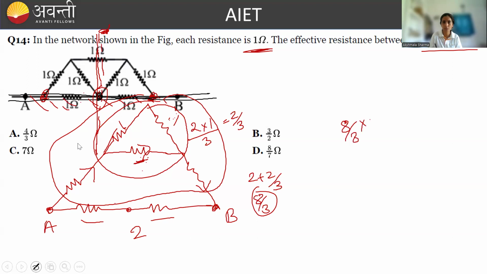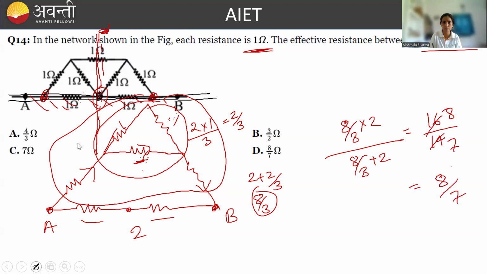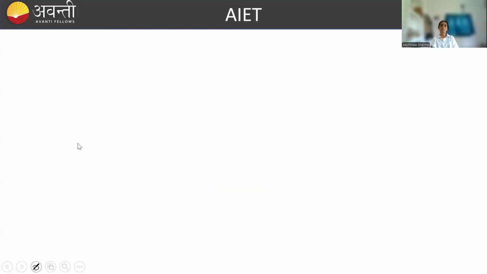So if we do that, what will we get? 8 by 3 into 2 divided by 8 by 3 plus 2. So this will become how much? This is 16 divided by 14. So this answer should be 8 by 7. So the correct answer should be D. Okay? So remember this vertical line of symmetry rule. I have not taught current electricity till now, but I will discuss this in the class.